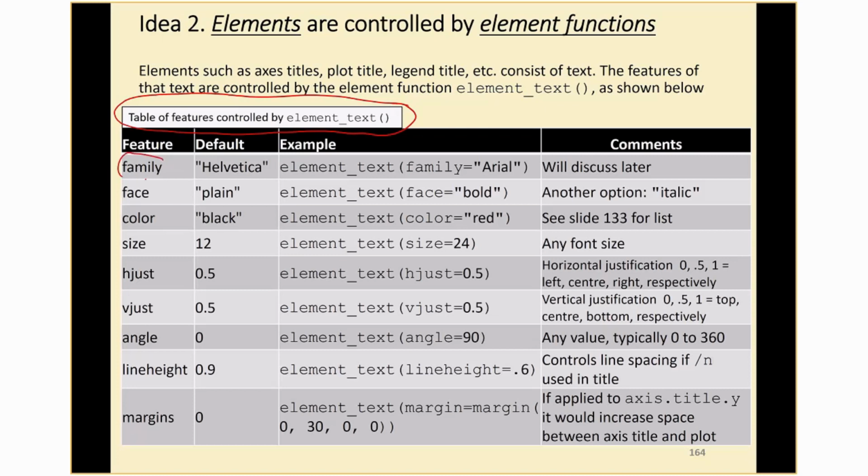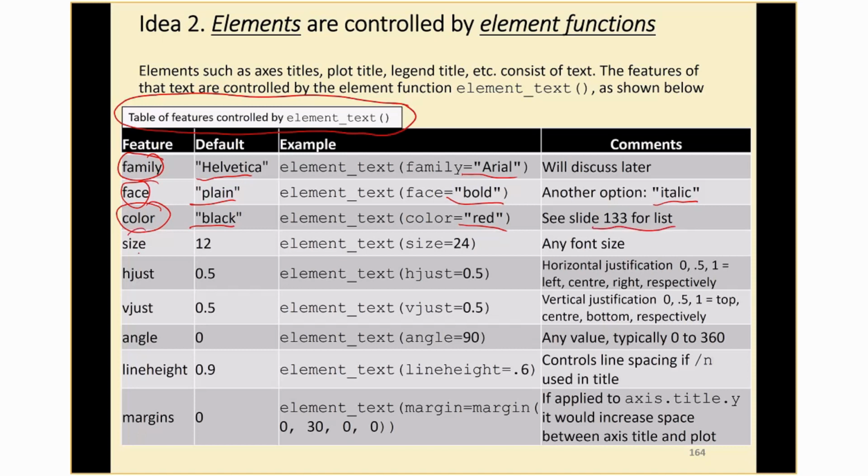You might want to control the family, which by default is Helvetica. Maybe you want to make it Arial. The face, by default it's plain. Perhaps you might want to make it bold. Perhaps you might want to make it italic. The color, by default is black. You might want to change that to red. And if you think of that earlier slide that showed you could have things like bisque 2 or goldenrod, you could see a whole wide list of colors.